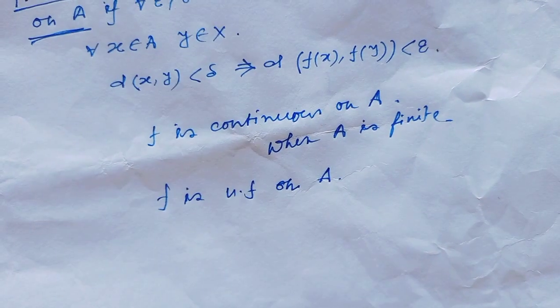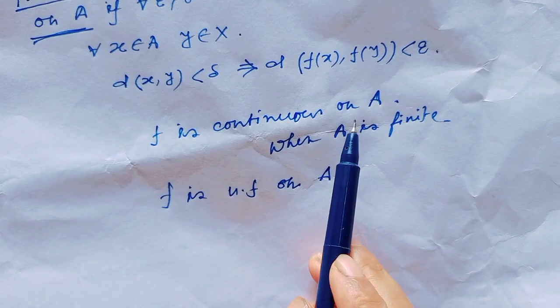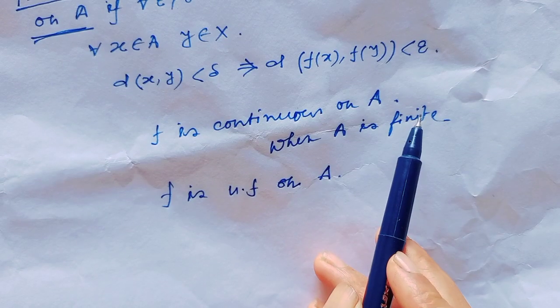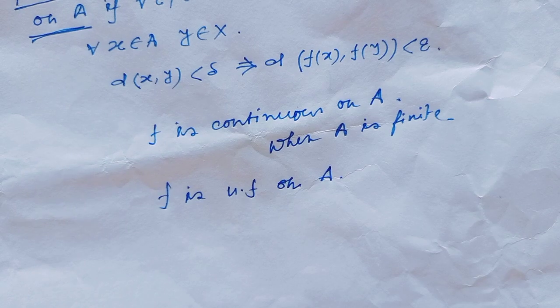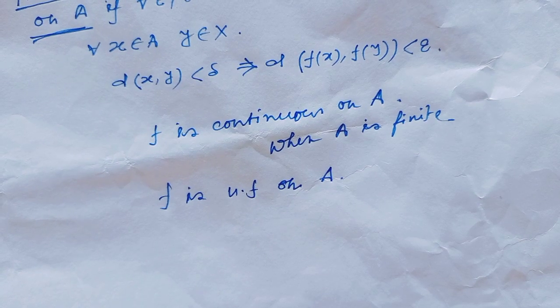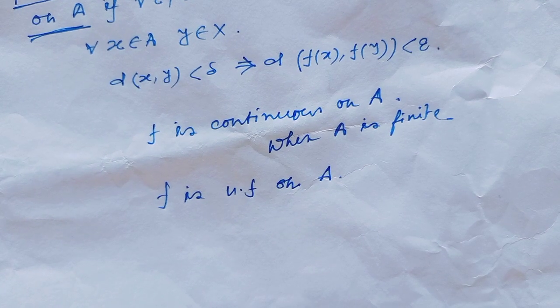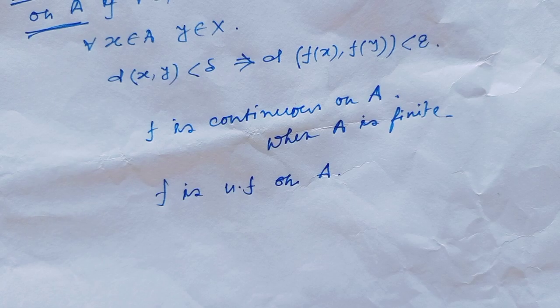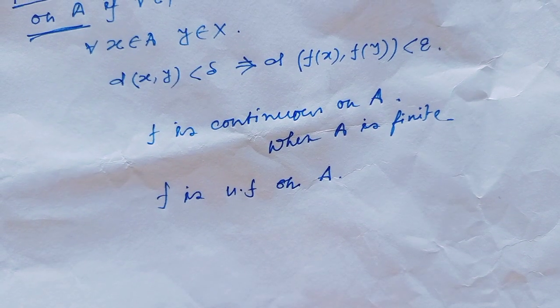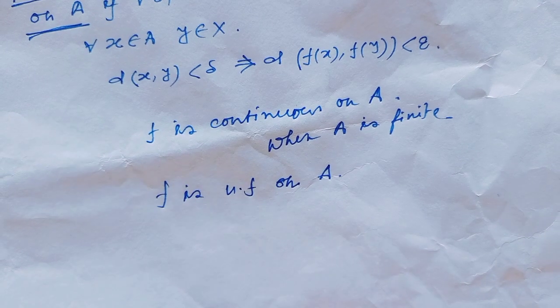Why? Because f is continuous on the set A means it is continuous at each point in this set. Since A contains a finite number of points, if A contains m points, then for continuity at each point there exist delta 1, delta 2, up to delta m.